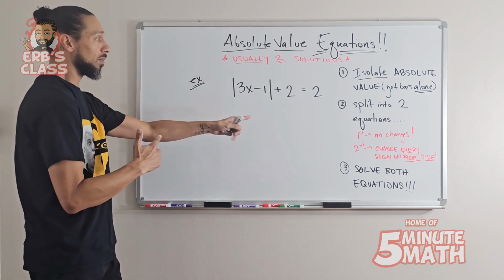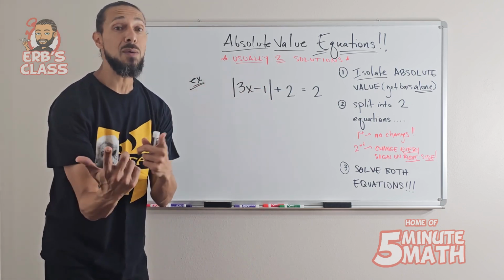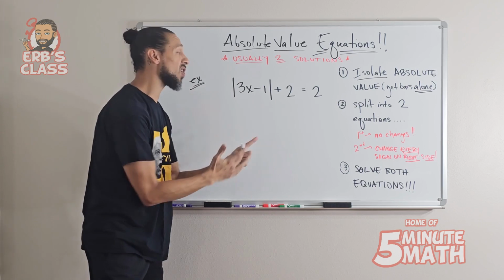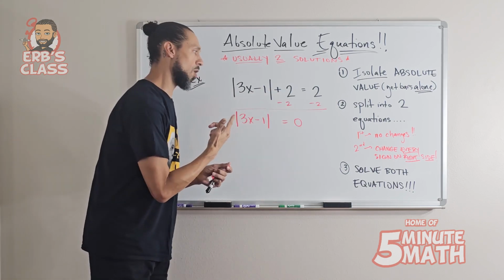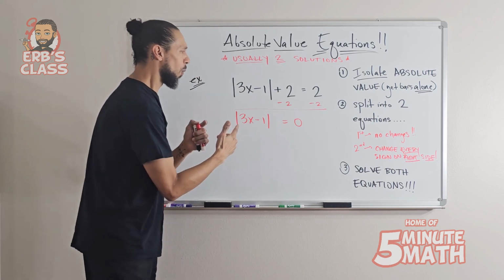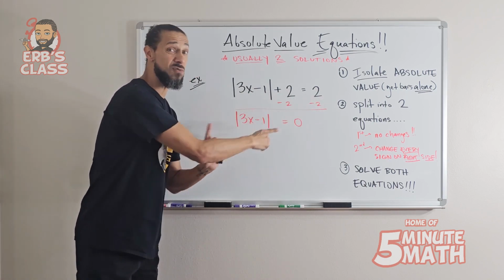So, the first thing I see is that my bars are not alone. Let's get them bars alone. The only thing stopping them bars from being alone is this positive 2, and I undo that. Well, okay. All right. So when I undid that 2, that left me with 0 on that side.